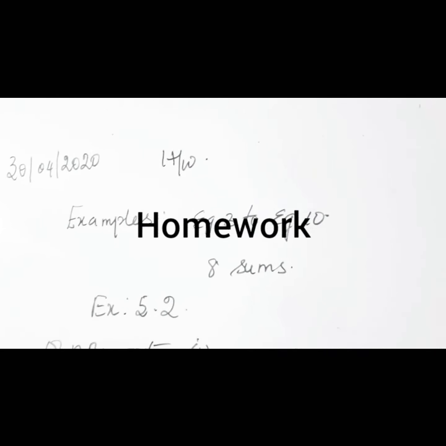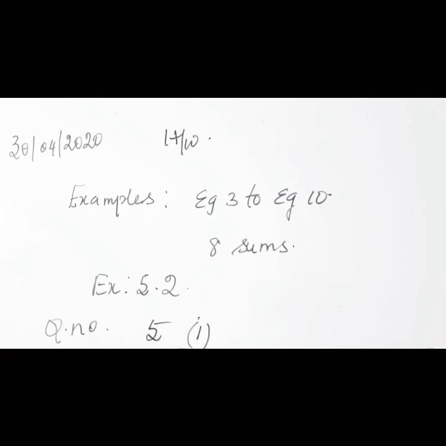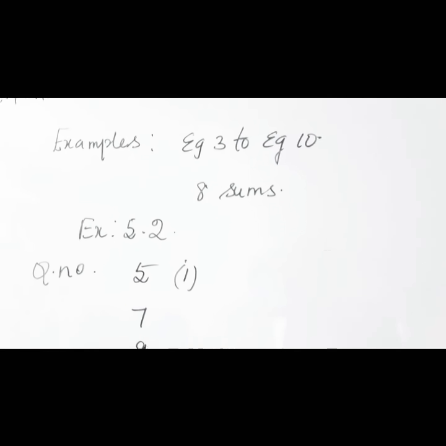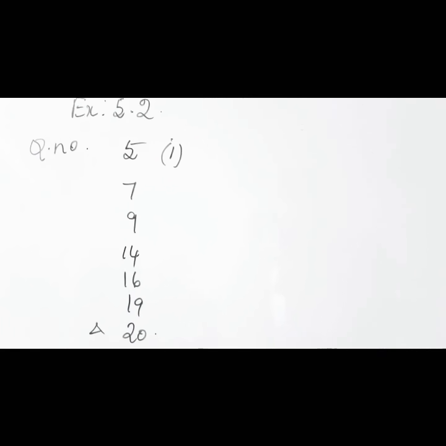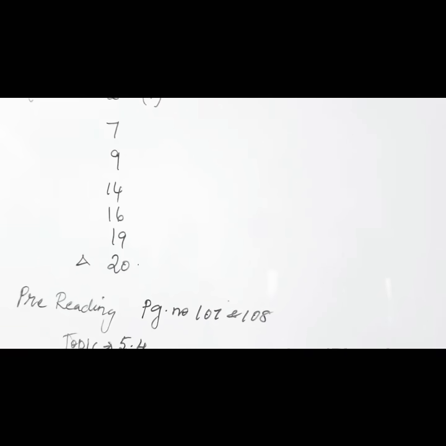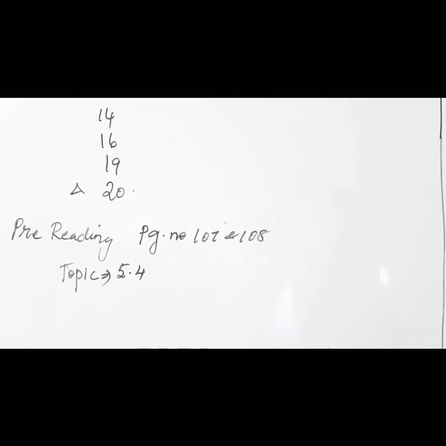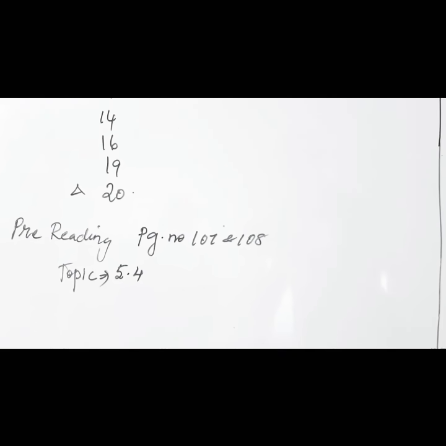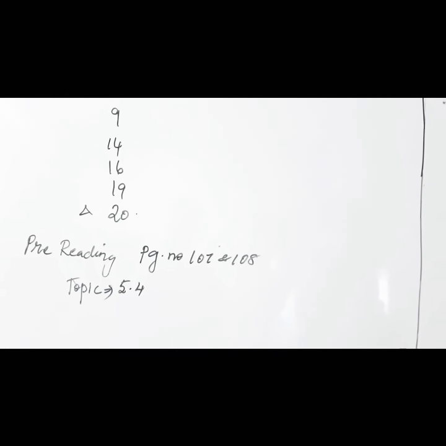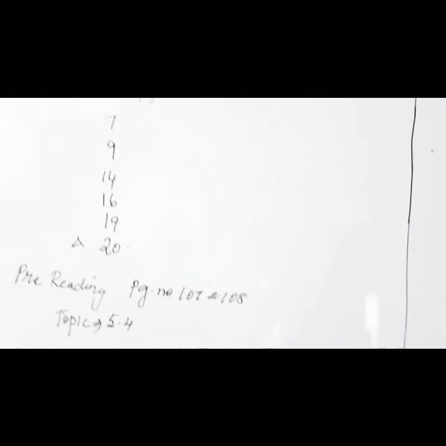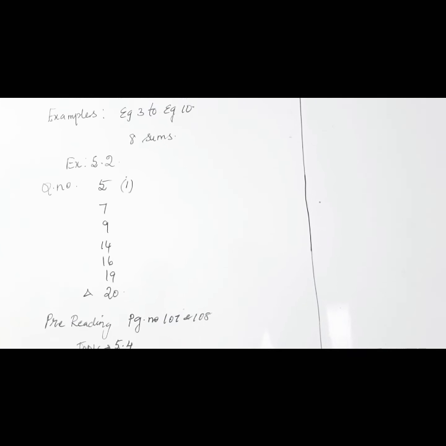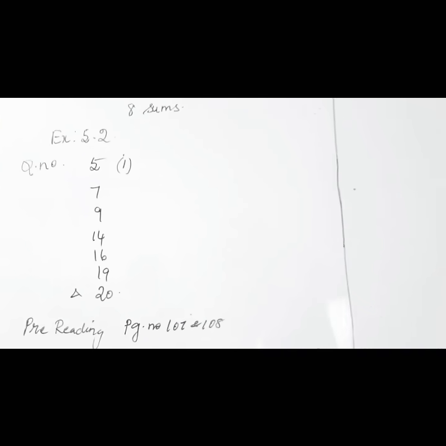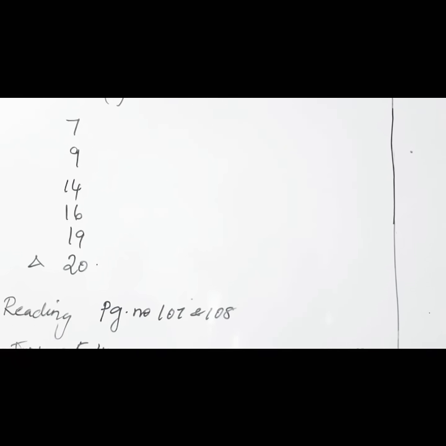Children, note down the homework for today. I gave you 8 example sums, examples 3 to 10, and in the exercise I gave you 7 sums, totally 15 sums, and you need to do pre-reading. Pre-reading is for page numbers 107 and 108, and the topic is 5.4, sum of first n terms of an AP. Tomorrow we are going to see exercise 5.3, where we are going to solve APs to find the sums. For both the finite AP as well as the infinite AP, we are going to learn how to find the sum of the first n terms.